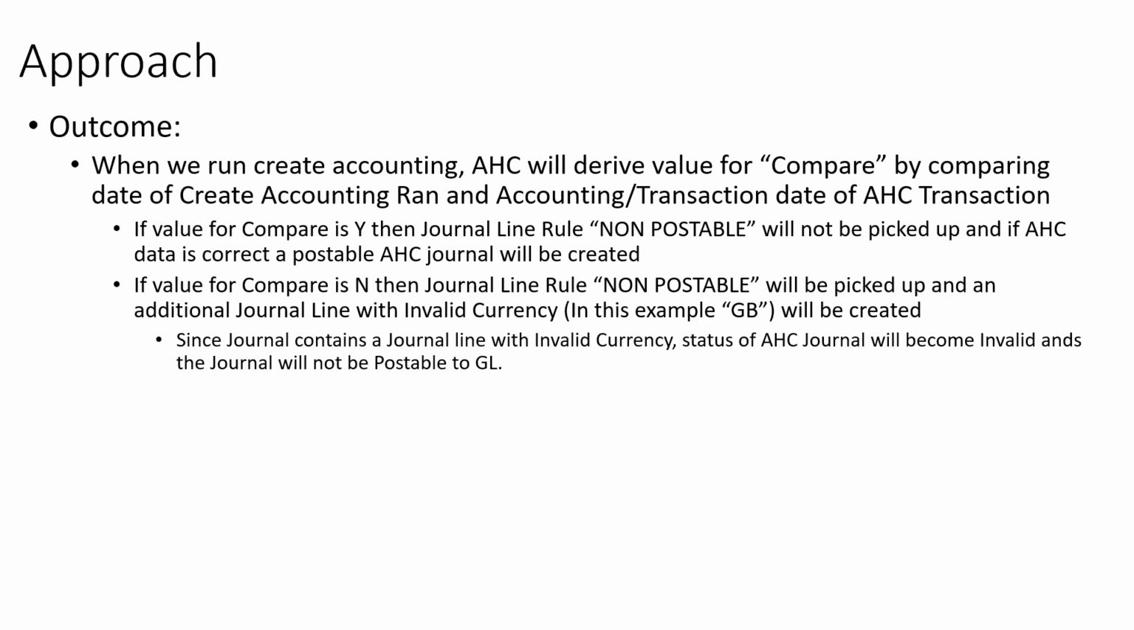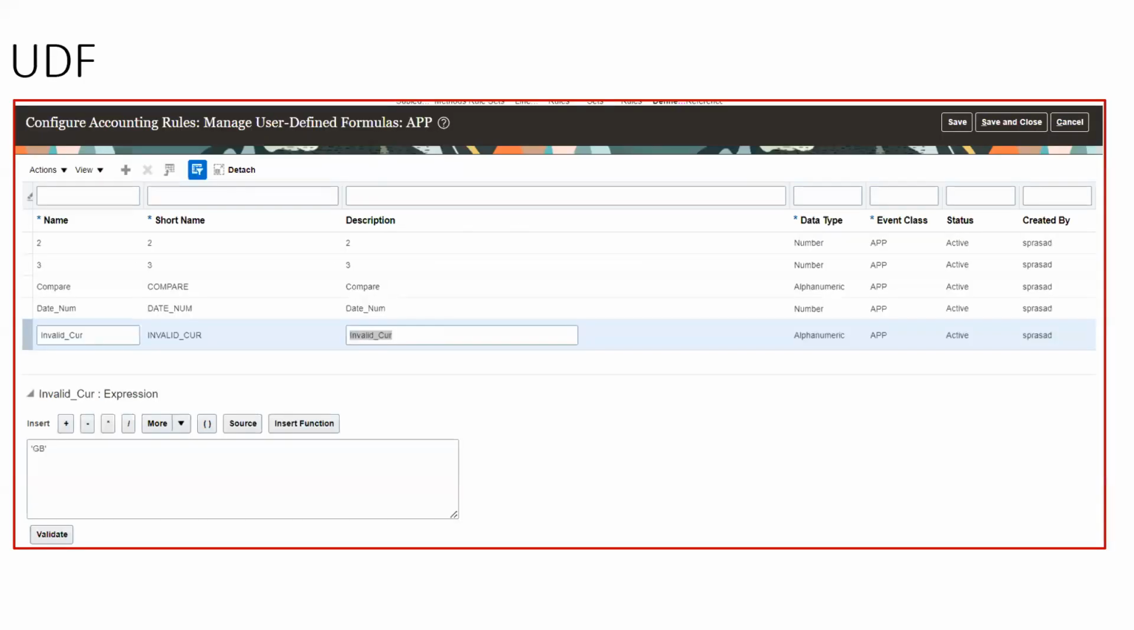Now, I hope the approach is clear. Now let us test this in the system. So as I said, define two UDFs. One UDF I have defined here, invalid currency. You can see the value for this is GB.